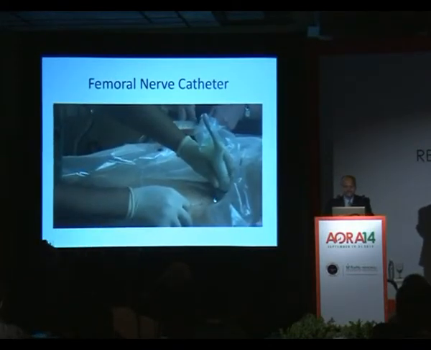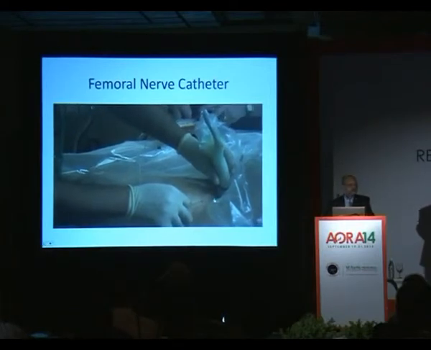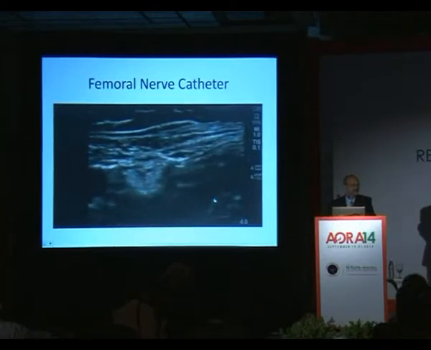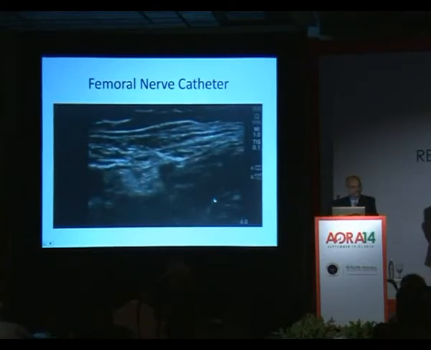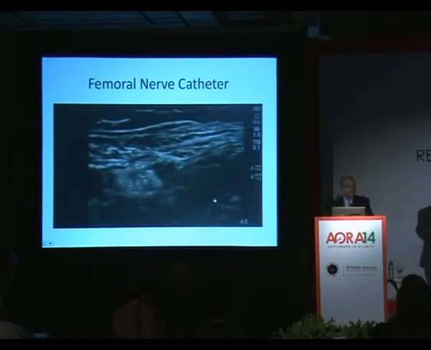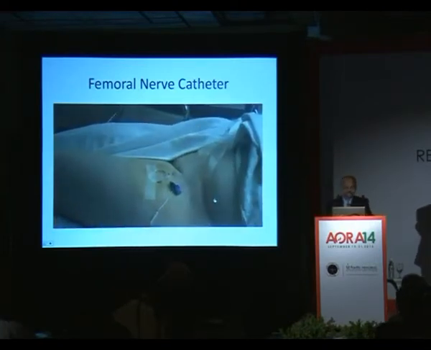You have the ability to stimulate through the catheter once the catheter has been placed. Once the needle is removed and just the catheter remains, you can stimulate through the catheter, and as you inject your local anesthetic solution, you can see the spread, and you have the abolition of the muscle response, and that's your positive Raj test.